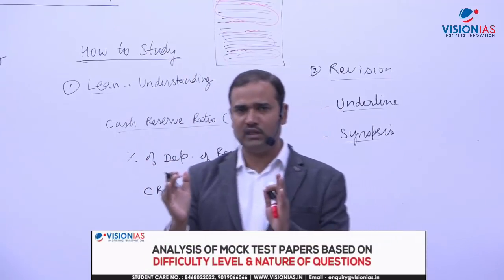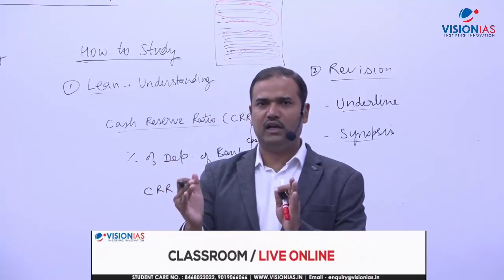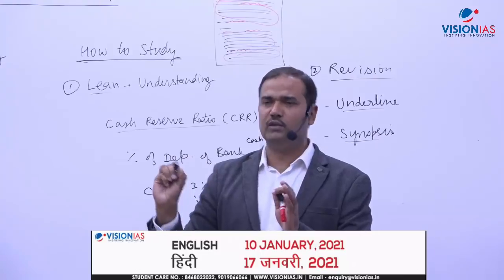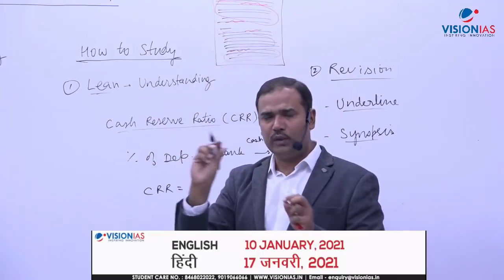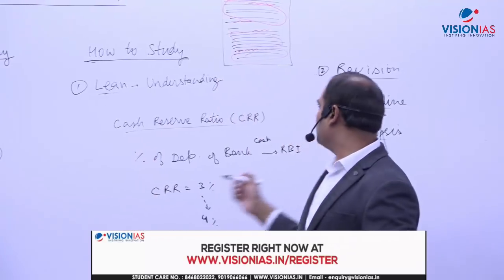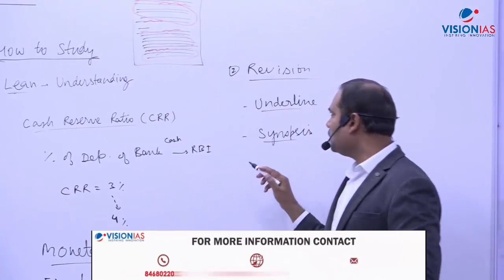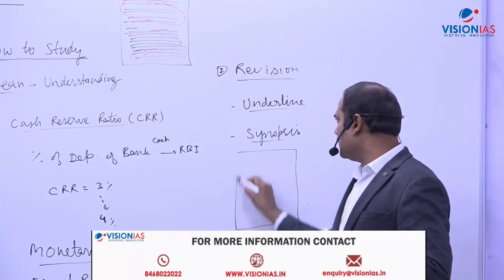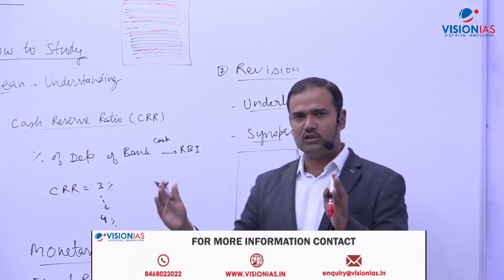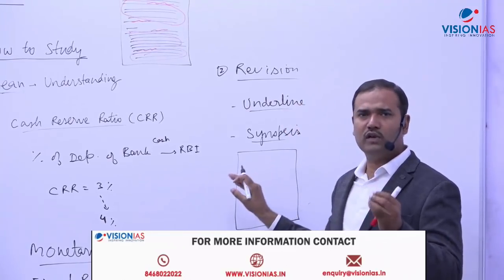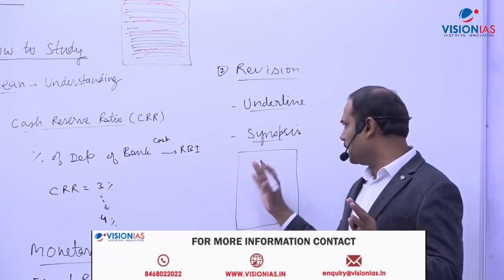Just take an A4 page, and within one page, at the most 2 pages back to back, write down the main points, mainly whatever you have underlined, the topic and core idea, so that in one glance you can understand. Now what is the benefit of making a synopsis? You reduce around 8 to 10 pages into one page, or at the most 1.5 or 2 pages, A4 size back to back.